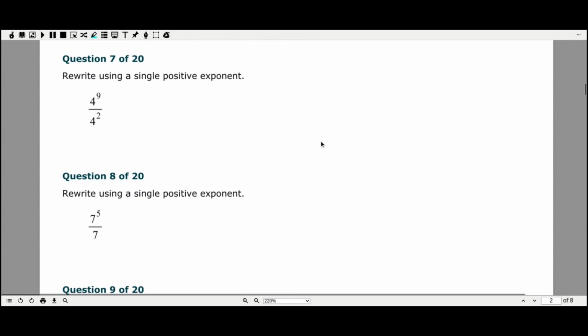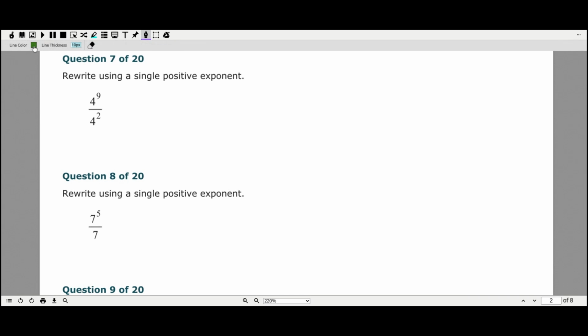All right, number 7. We can rewrite using a single positive exponent. Now we can use the quotient rule, which we have been using the whole time. But this one I feel like they want you to use the quotient rule right now. So 4 to the 9 divided by 4 squared is just 4 to the 9 minus 2. Your answer is 4 to the 7. When you divide two exponents which have the same base, you subtract the exponents.